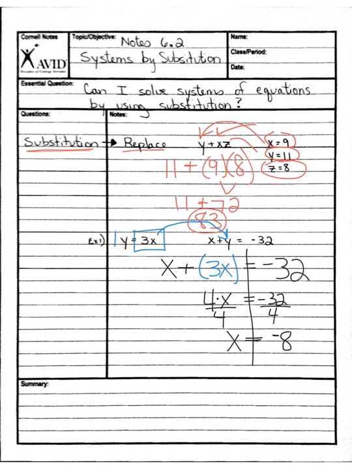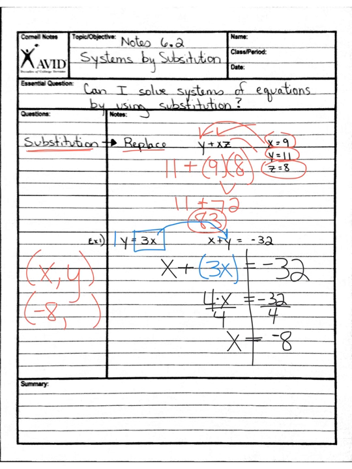Our value of x is negative 8. We know that when we have a systems of equations, we are looking for an x, y value. We're looking for an ordered pair where they cross. And hopefully we remember this or recall this from the first lesson with graphing. So we know our x. Our x is negative 8. What do we have left to find? We have to find the y value.